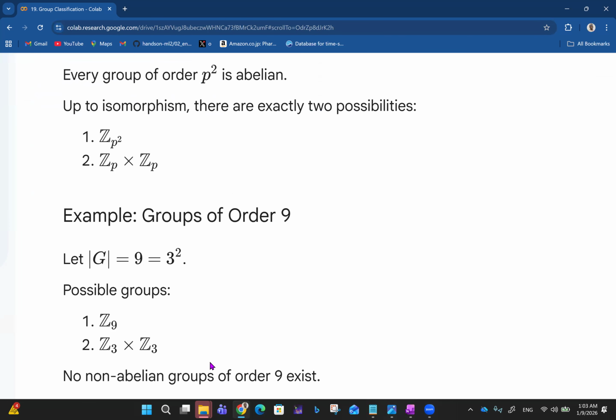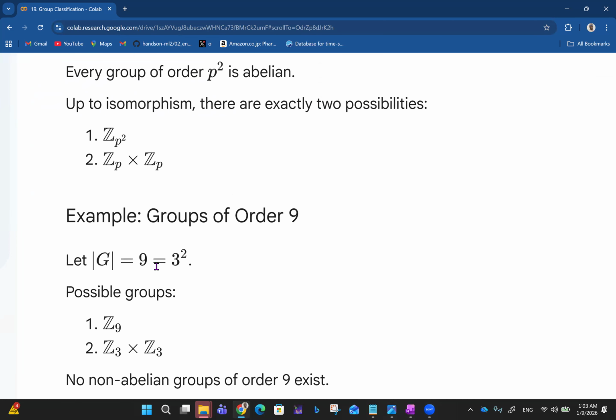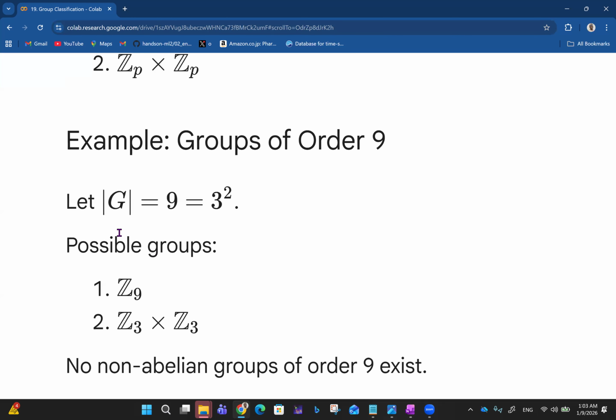So let's look at some examples. Groups of order 9, for instance. Let the order of G be 9, which is 3 squared. The possible groups here will be Z9, the set of all integers from 0 to 8, and then we have Z3 by Z3, the set of all integers from 0 to 2 paired with themselves, so it comes up like some kind of Cartesian product.